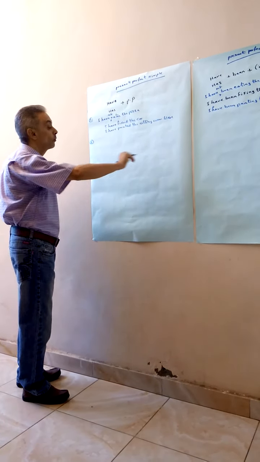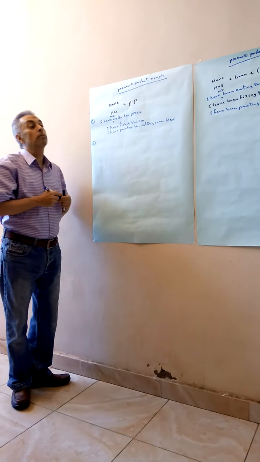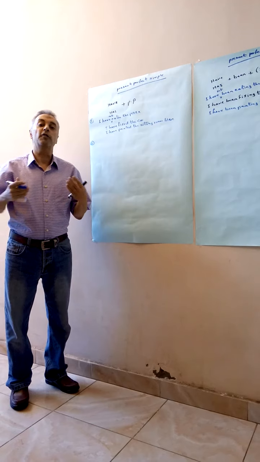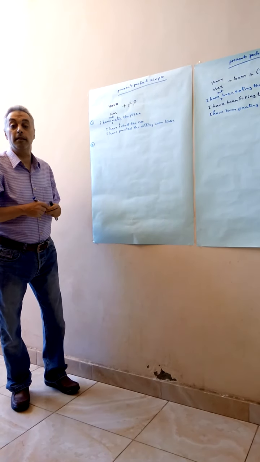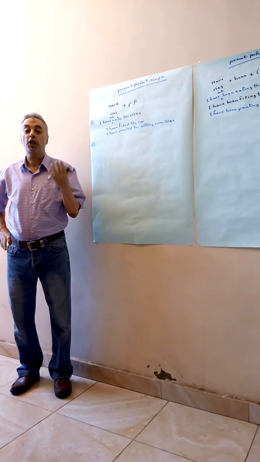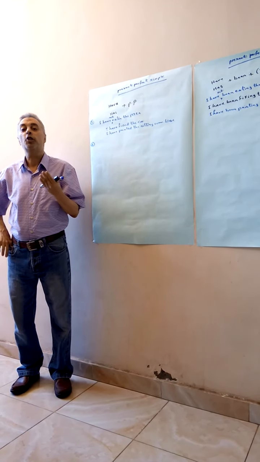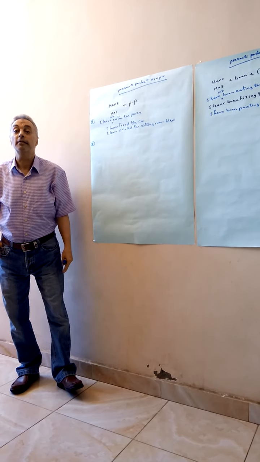Example, the present perfect simple. My boss asked me to send a lot of emails today. I have already sent 10 emails. So here we are telling how much of the activity is completed. I have sent 10 emails.